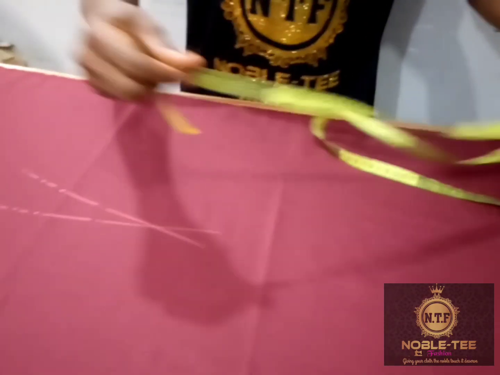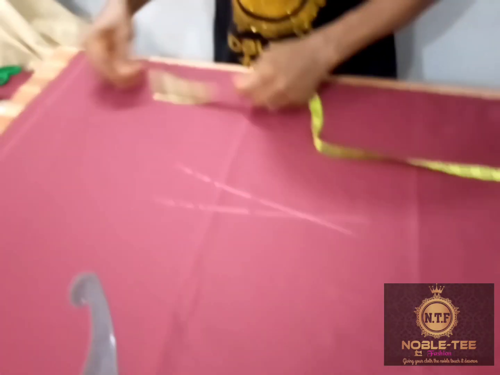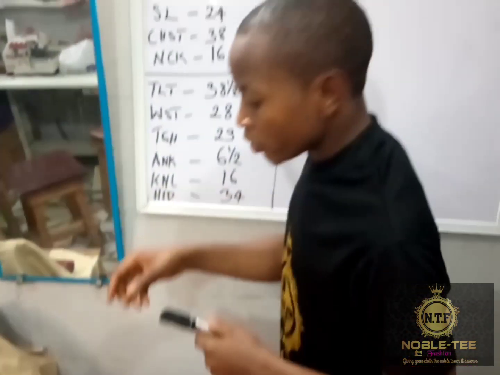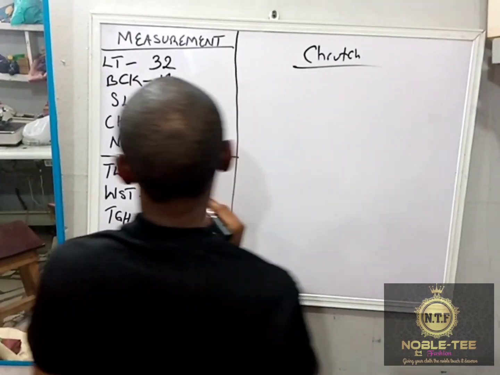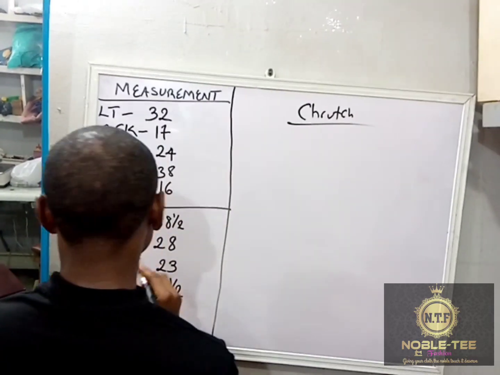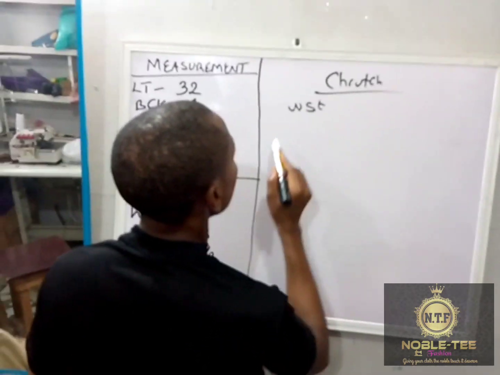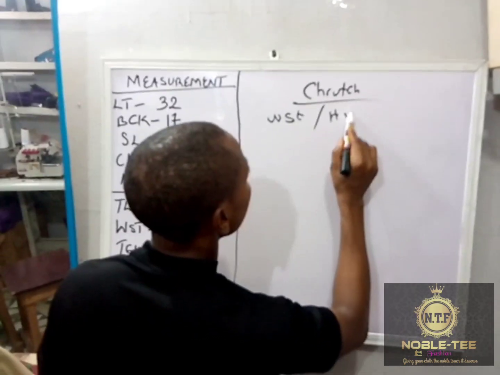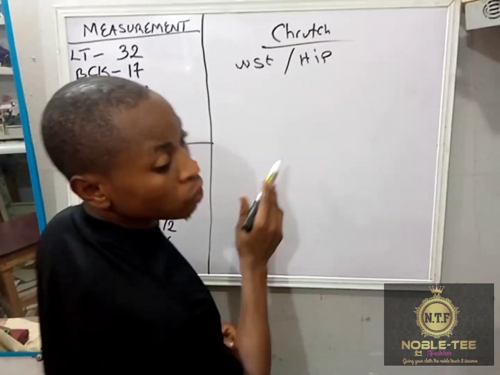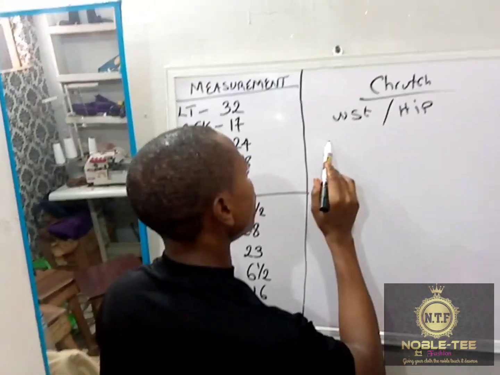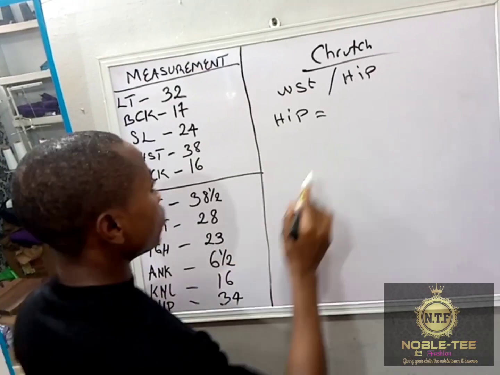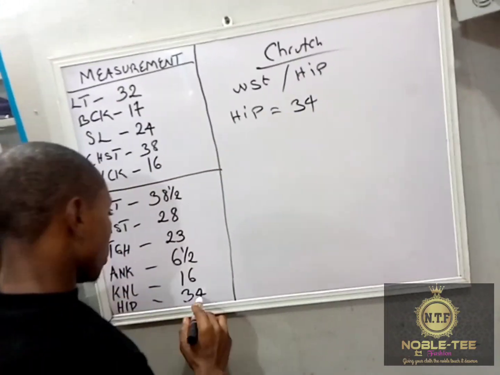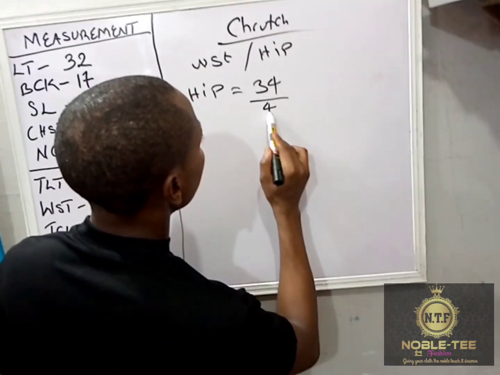Roll. So now, after that, the next thing is to get our crotch. To get our crotch, it depends on what you want to use. Some people use waist, while some people use hip. So please, I'm not disputing anyone you are using here. If you use hip, you go directly. This is how to use the hip. The hip is a 34. Whatever you have as your hip, just divide it by 4.